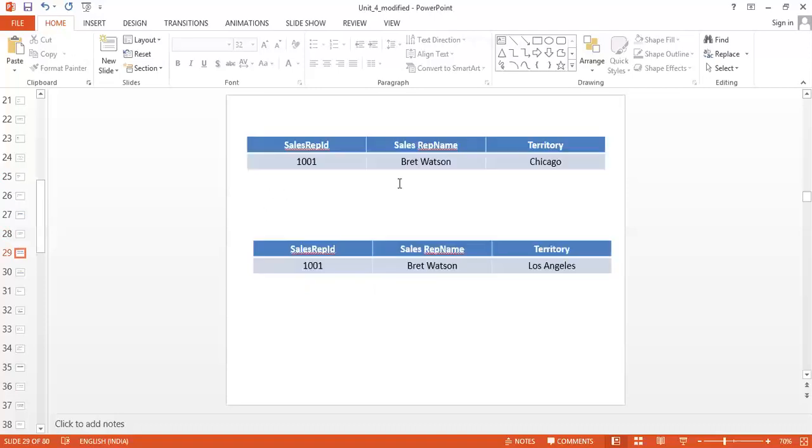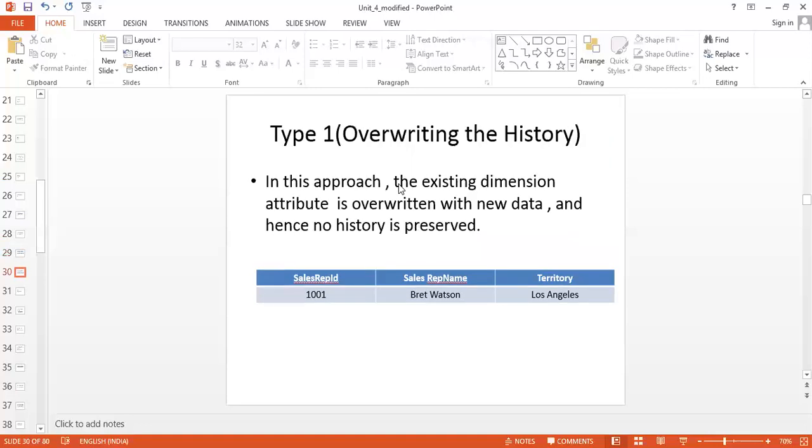Now in this we have three types. Type 1, overwriting the history. In this type, the previous location, that is Chicago, is replaced in the table by Los Angeles. So there is no record of where he was working previous to his new location. Here we are not preserving any previous record. We are directly replacing the history.